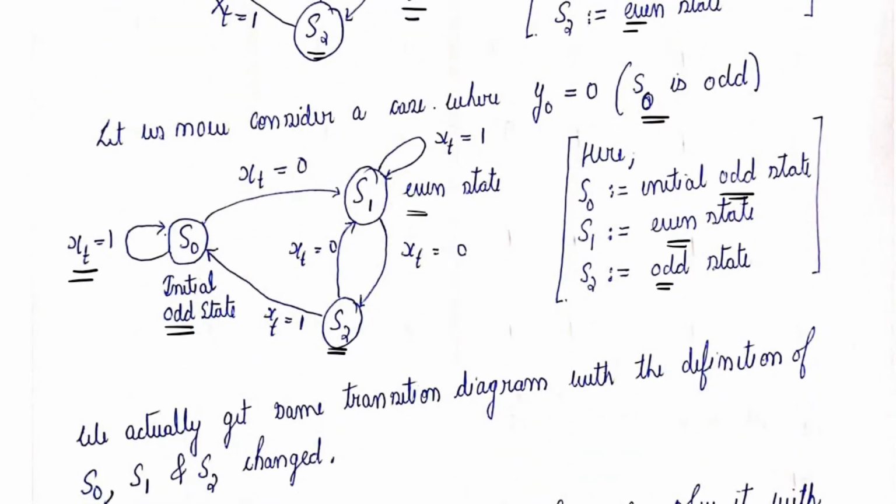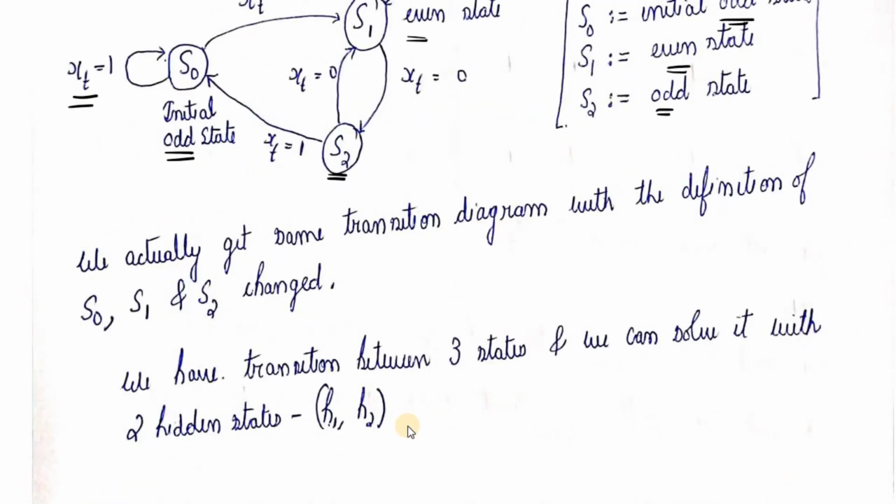So we get the transition S0, S1 and S2. These are the transition states. Now we have to make a transition between three states and we can solve it with two hidden states. Now what does this mean?